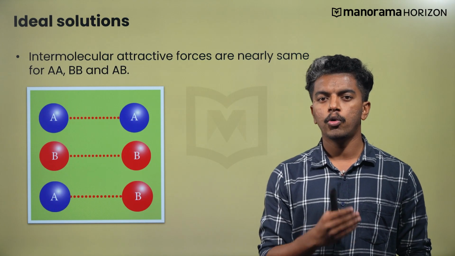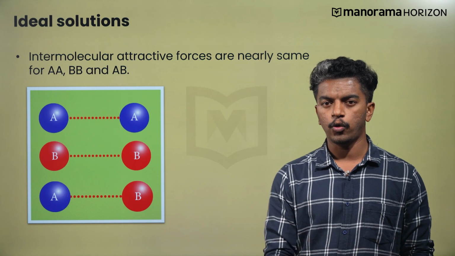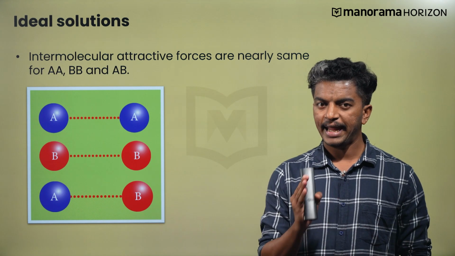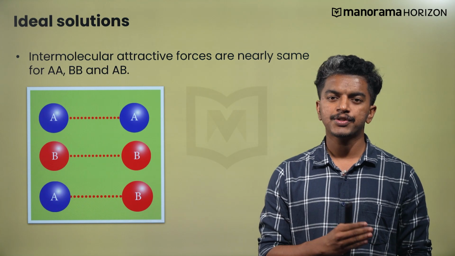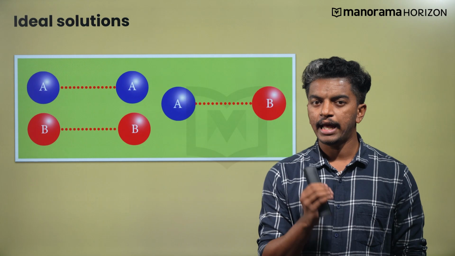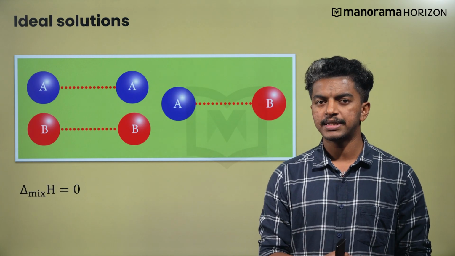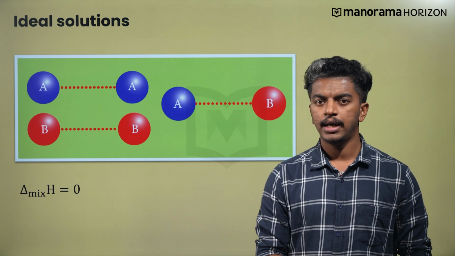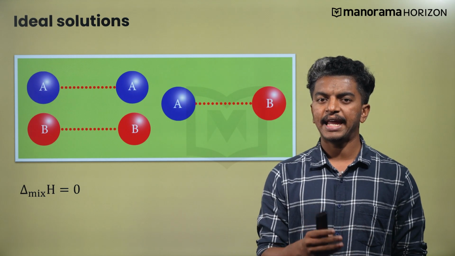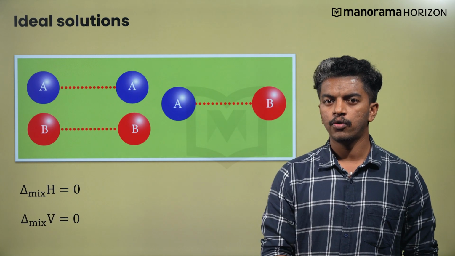Now, we will see the molecular picture of an ideal solution. When an ideal solution AB is formed, then the intermolecular attractive forces present between molecules A and B will be the same as those between AA and BB. Hence, while mixing A and B, no heat is absorbed or evolved. That is, the enthalpy of mixing will be 0 for an ideal solution, and the volume of solution AB would be equal to the sum of volumes of the components A and B. This indicates volume of mixing also will be 0 for an ideal solution.